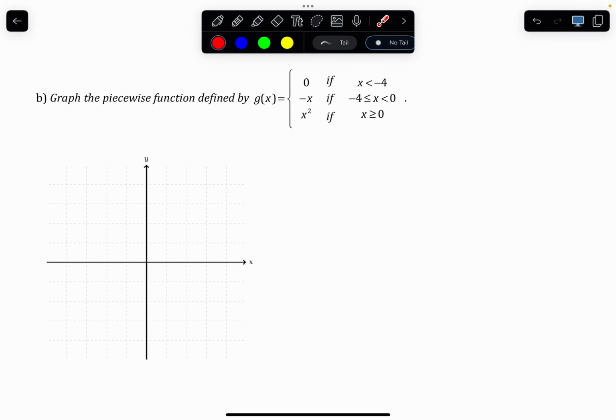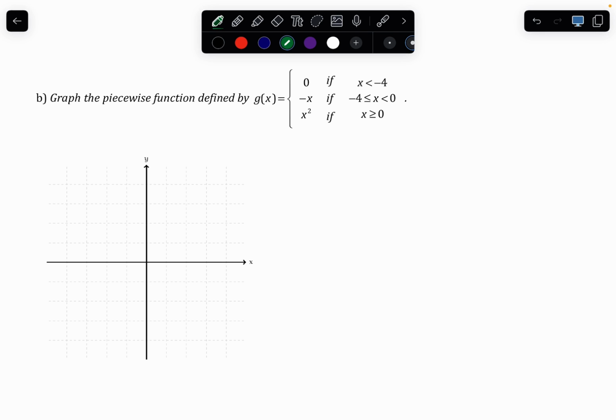Okay, second example. So g of x equals 0 if x is less than negative 4, negative x if negative 4 is less than or equal to x, which is less than 0, and x squared if x is greater than or equal to 0. So here the only difference is now we have 3 graphs. The process is still the same.